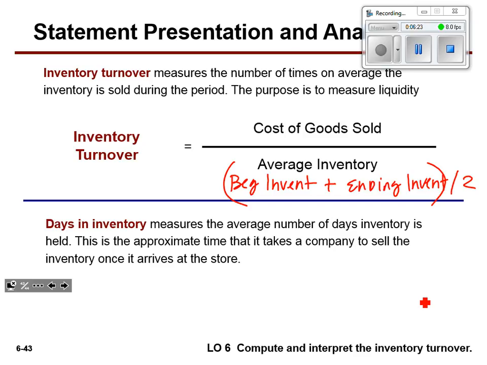So in other words, on average, what do we have in inventory? Cost of goods sold divided by average inventory is what's called the inventory turnover ratio. And it's measuring the number of times we sell inventory to measure liquidity, how fast we're turning this into cash. We'll talk about some national averages. We'll talk about what's a norm.